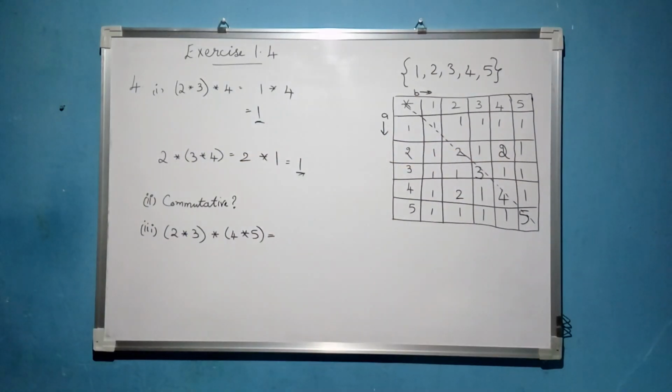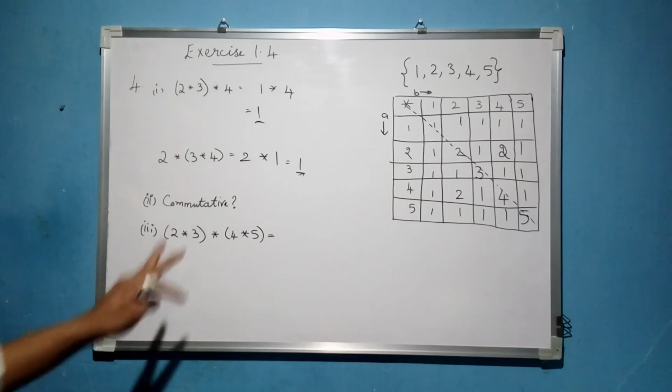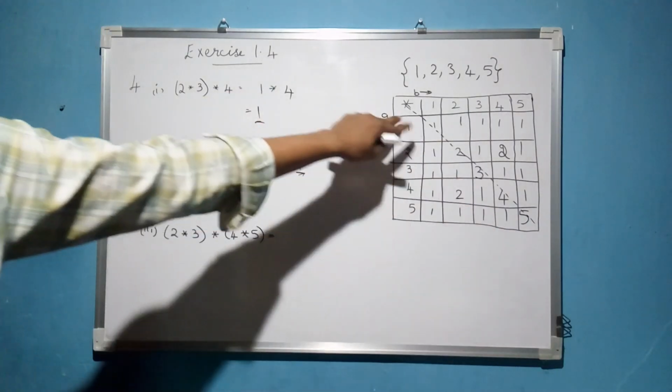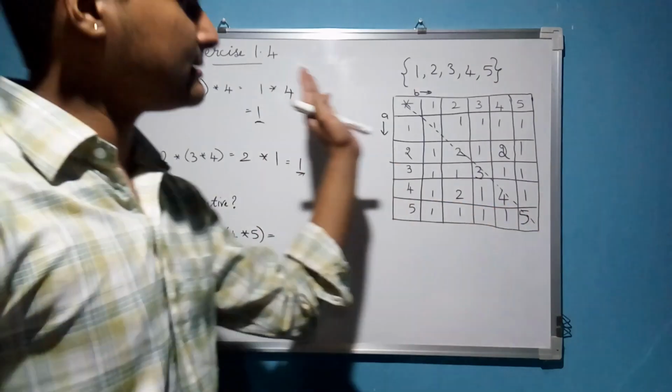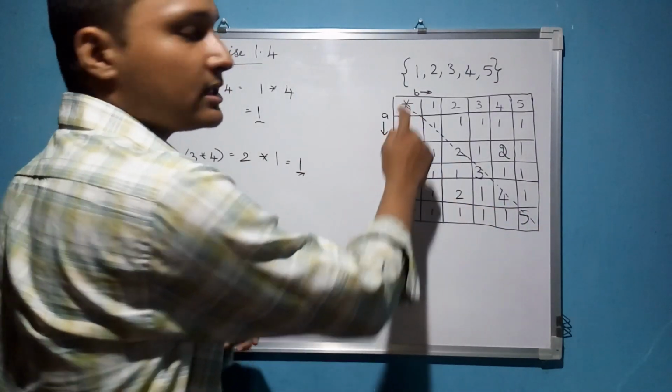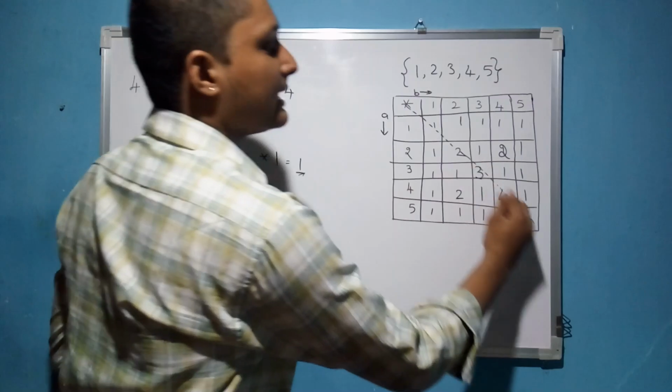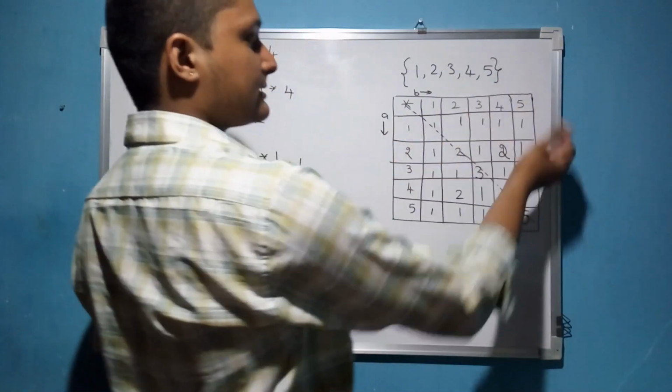The second part of the question is to check whether it is commutative. The simple method of finding whether it is commutative is to draw a line here like this. This is a diagonal passing through this given operation. So if you draw a line like this, it should be symmetric along this axis.